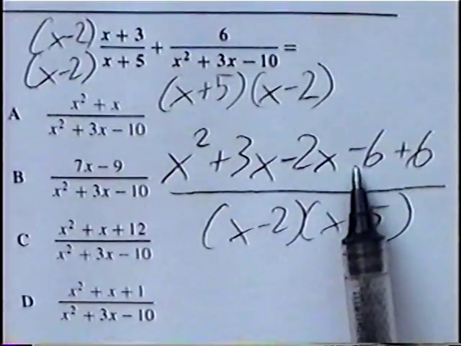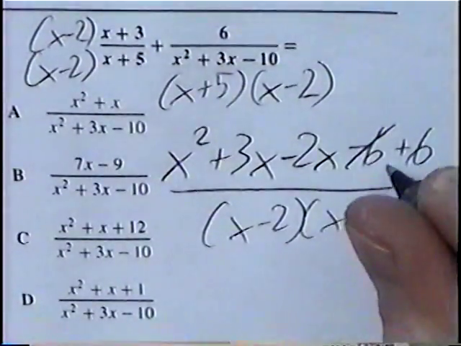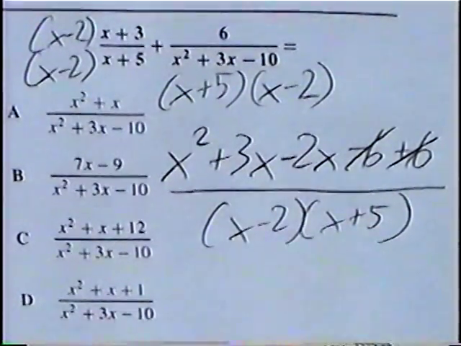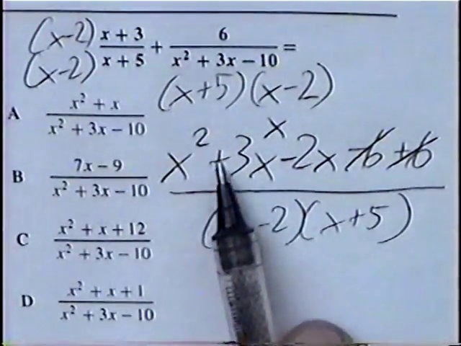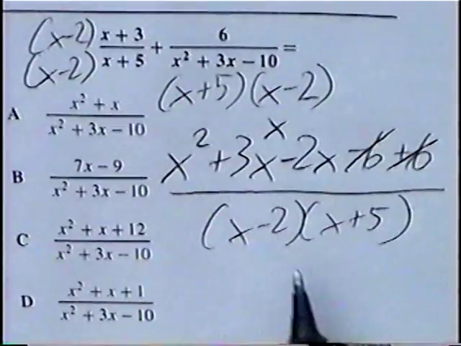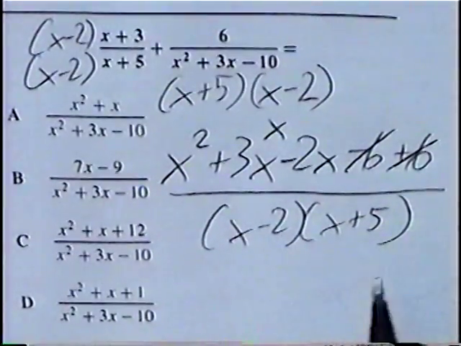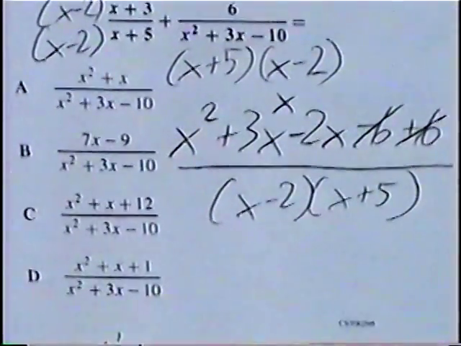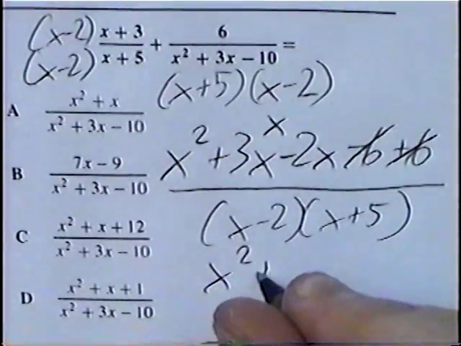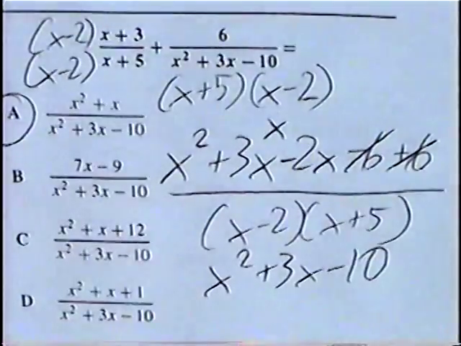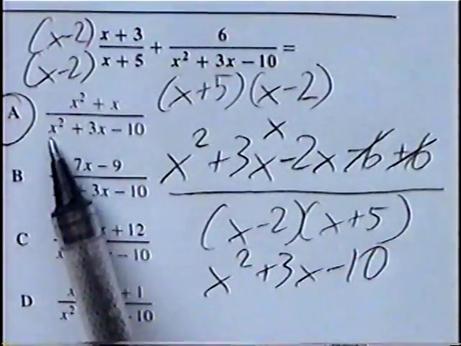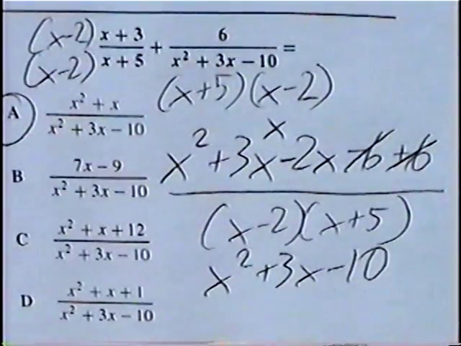Simplifying, the negative 6 and positive 6 would cancel. 3x minus 2x would be a single x, so the numerator would be x squared plus x. And the denominator, if we FOIL that back out, would be x squared plus 3x minus 10. So the correct answer is letter A, x squared plus x over x squared plus 3x minus 10.